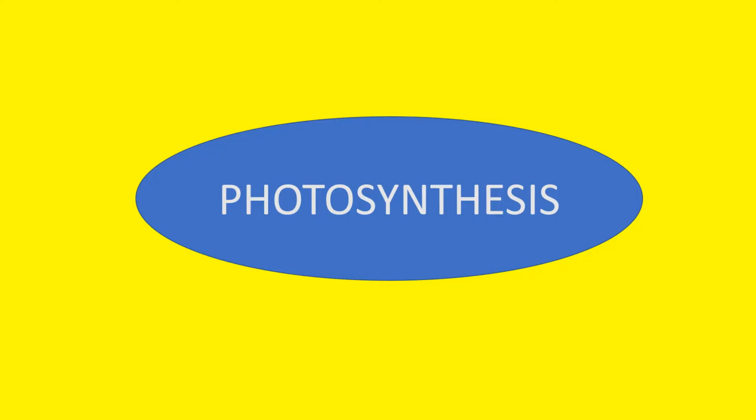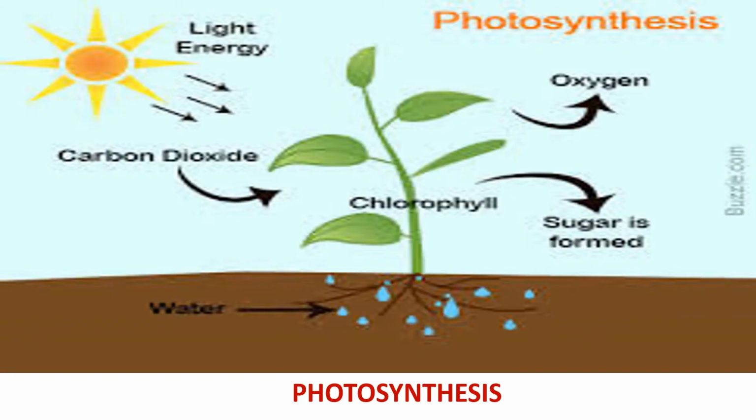Children, first of all, we will discuss photosynthesis. Plants prepare their own food by the process called photosynthesis. Photo means light and synthesis means putting together.